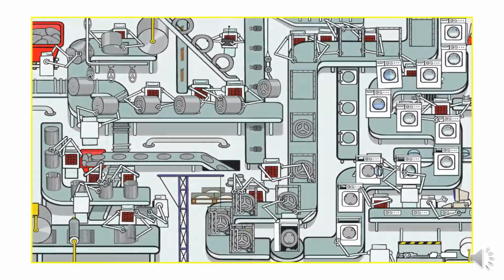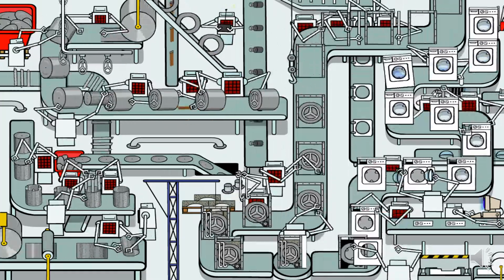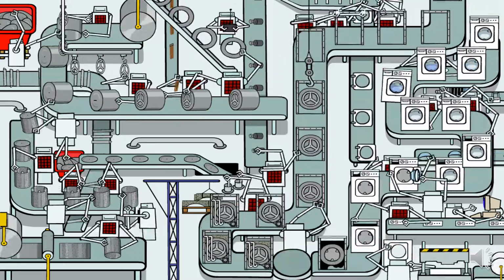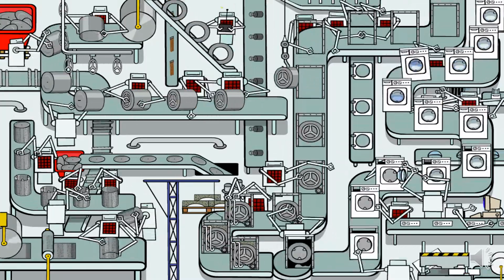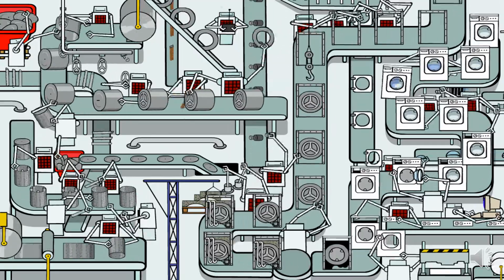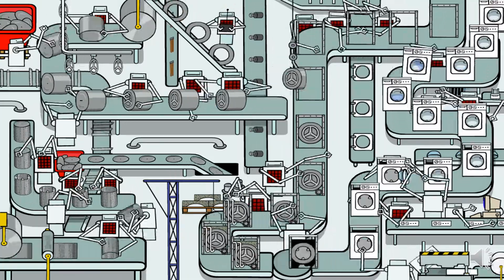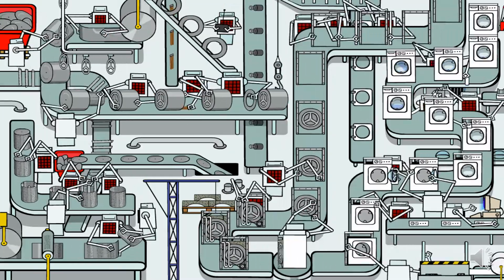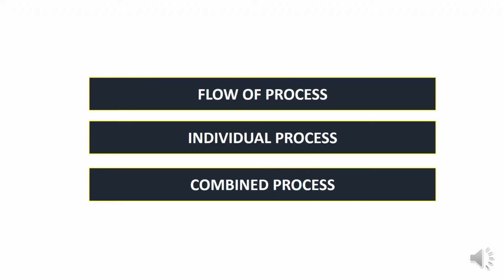For that, we will first try to understand a complicated system of a washing machine manufacturing process, where you can see a lot of robots working, a lot of conveyors moving, and material coming, assembling, and moving ahead. Still, we need to understand deeply what exactly is going on, and only then will we clearly understand the process. For that, we will split this manufacturing process into three parts: flow of process, individual process, combined process.